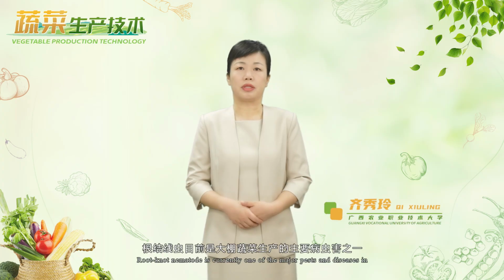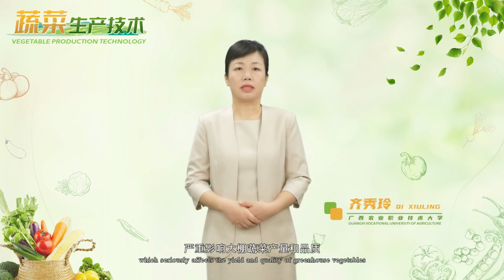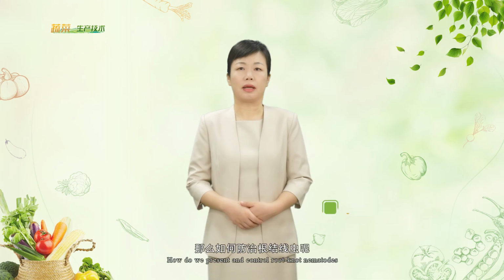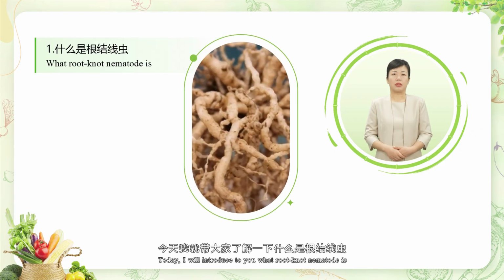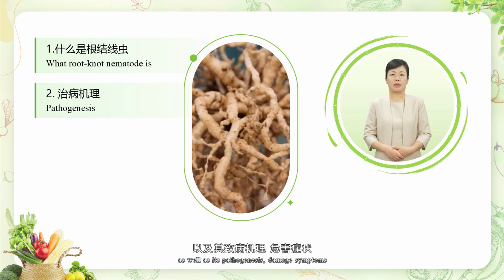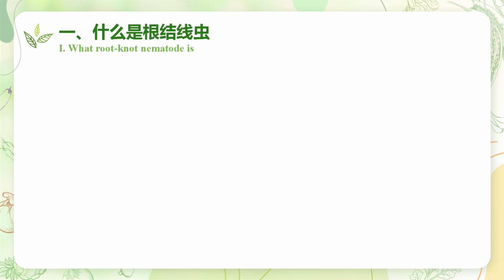Root knot nematode is currently one of the major pests and diseases in greenhouse vegetable production, which seriously affects the yield and quality of greenhouse vegetables. How do we prevent and control root knot nematodes? Today, I will introduce what root knot nematode is, as well as its pathogenesis, damage symptoms, development pattern, prevention, and control methods. Next, let's come to the details.